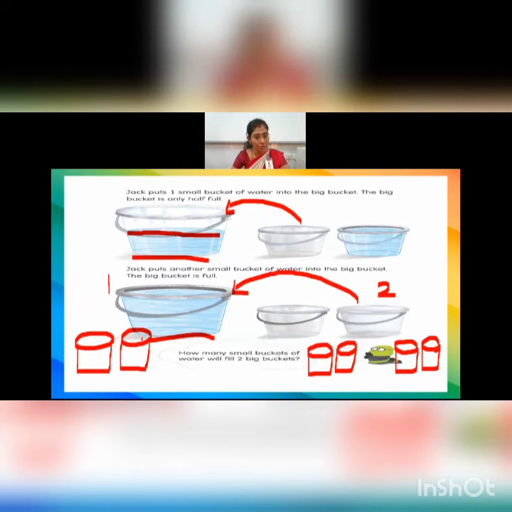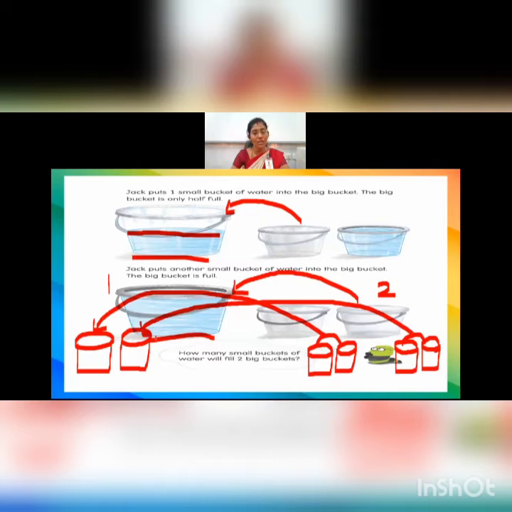2 big buckets? We already know that 2 small buckets can fill one big bucket, isn't it? So another 2 small buckets can fill another big one. So totally 1, 2, 3, 4. 4. So, yes, I'm getting answers in the chat box. So 4 small buckets fill 2 big buckets. Yes? Hope you all are clear with this.